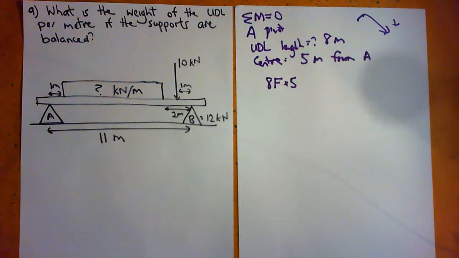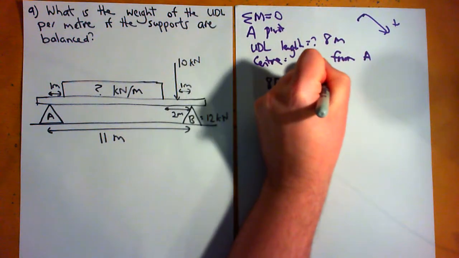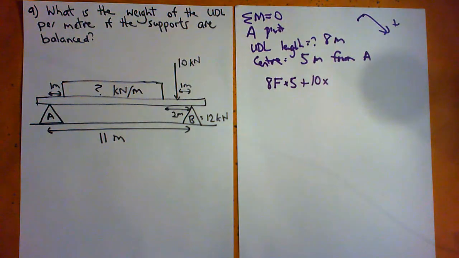We also need to look at our other down force, which is going to be the 10 kilonewton force. So that's going to be 10 multiplied by its distance away from A, which is 1 metre back from B, which means it's going to be 11 metres as the distance between the two support forces, minus 1 metre, giving us 10 metres.